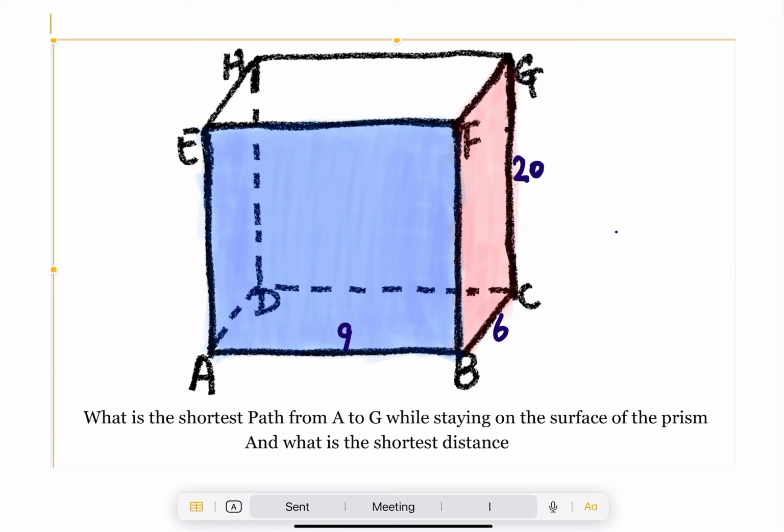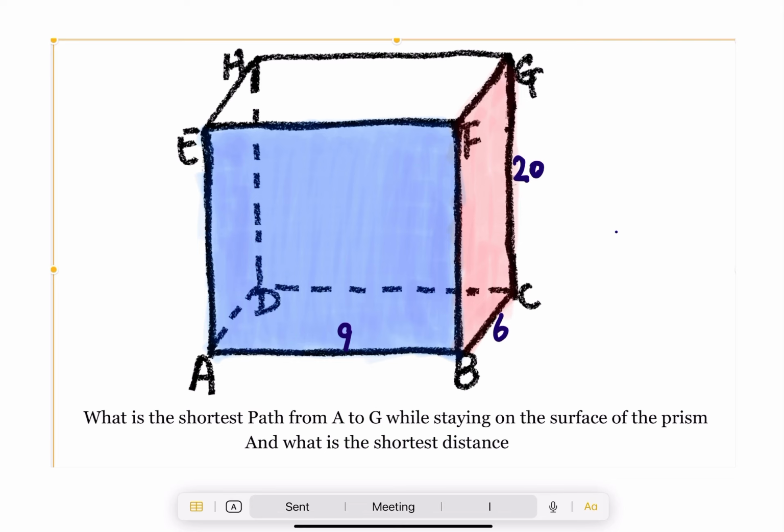Okay, here is a prism with the dimensions 9, 6, 20. And the question today is, if you can only stay on the surface of the prism and you would like to go from point A to point G, what is the shortest path and what is the shortest distance? Okay, so we have to get the path, then we can find the distance.